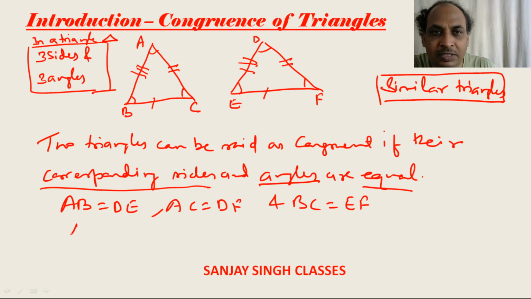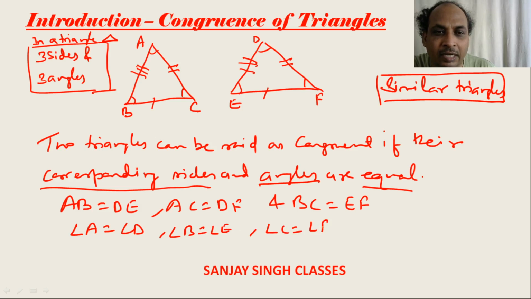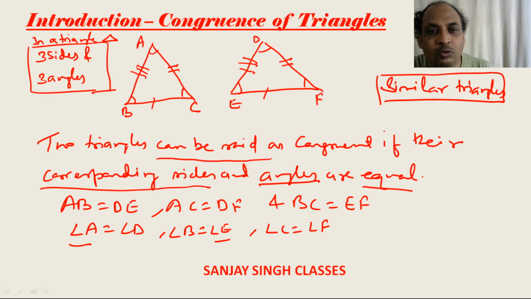Similarly, if we say that angle A is equal to angle D, angle B is equal to angle E, and angle C is equal to angle F, it doesn't mean that angle A will be equal to some angle E or angle B will be equal to some angle F. No. Corresponding sides and angles are equal, then only we can say that two triangles can be congruent.